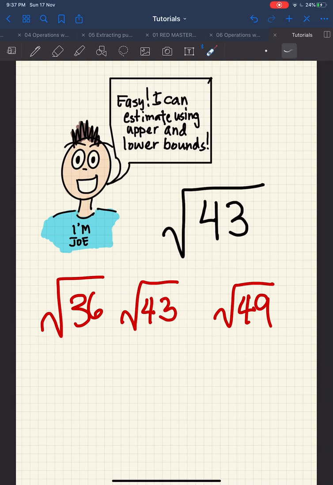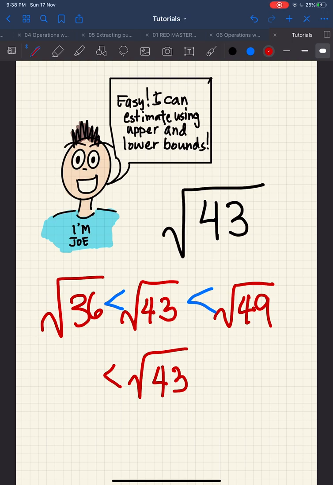Okay, so let's look at this and use our greater than, less than sign. So this means the square root of 43 would be greater than the square root of 36, but less than the square root of 49. Okay, and so to simplify it, this is how it's going to look like. The square root of 43 is greater than 6 but less than 7.